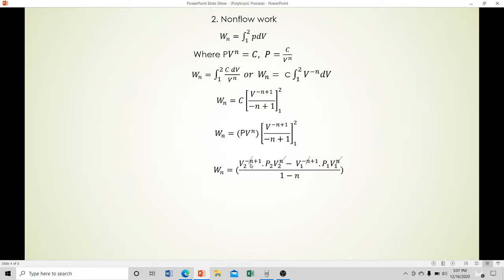So we know that any number raised to 0 becomes unity or equal to 1. So your V2 becomes V2 raised to 1, and also this equation becomes V1 raised to 1. So the equation of this work non-flow becomes P2V2 minus P1V1 over 1 minus n. Or by applying the ideal gas equation of state, we have PV equals mRT.